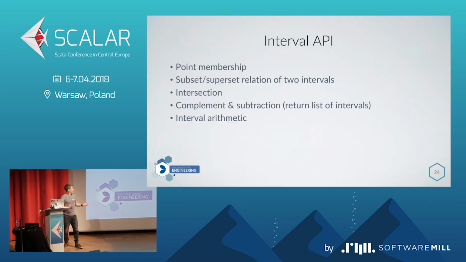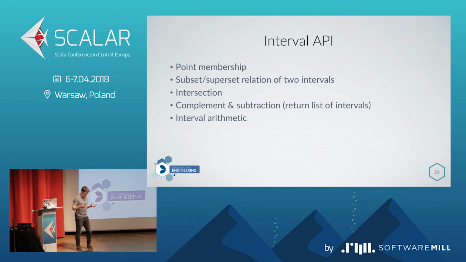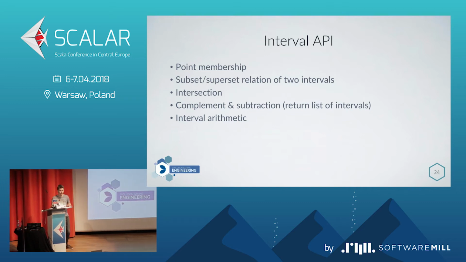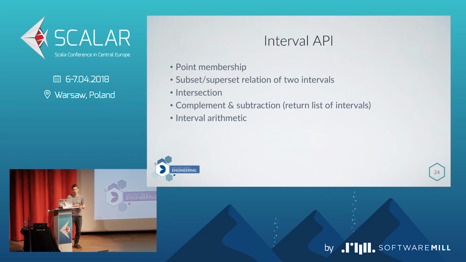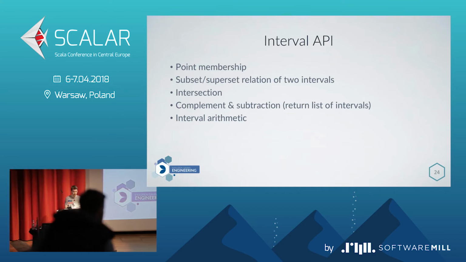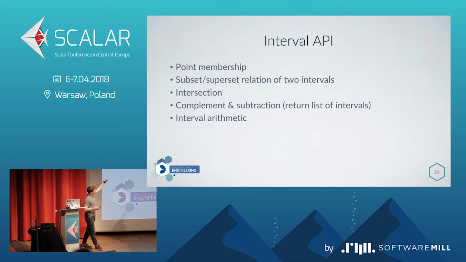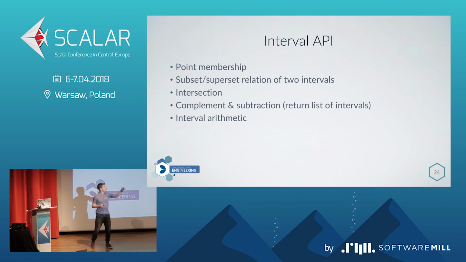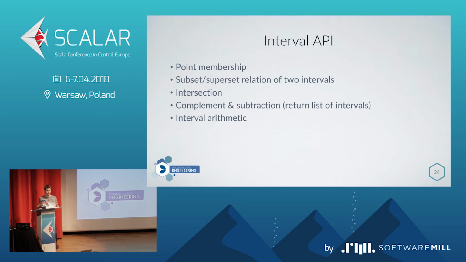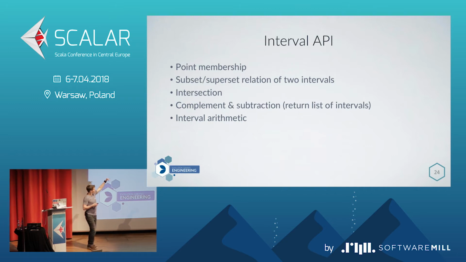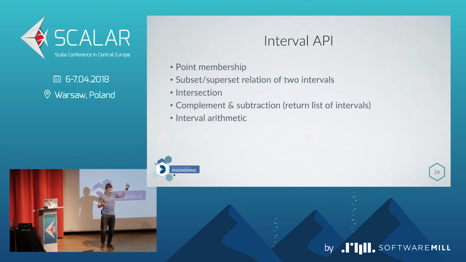To overview the interval API, there are lots of things. You can check point membership. You can check intervals for subset or superset relation. You can calculate intersection. You can calculate complement and subtraction. These stand out because they, in general, can return two intervals. That's why they return a list. And there is also interval arithmetic, but we're not going to look into that. Complement and subtraction look kind of weird because they have this list.